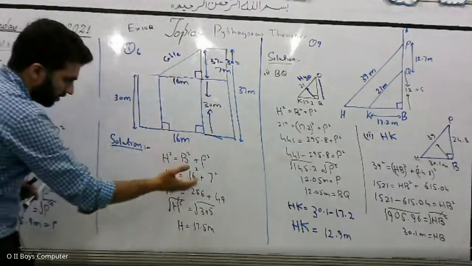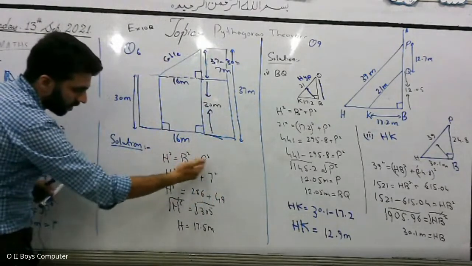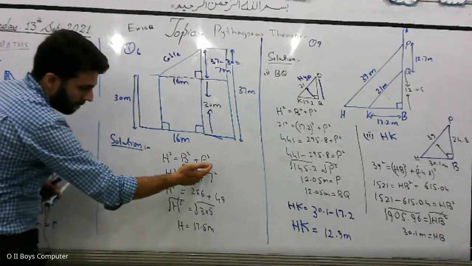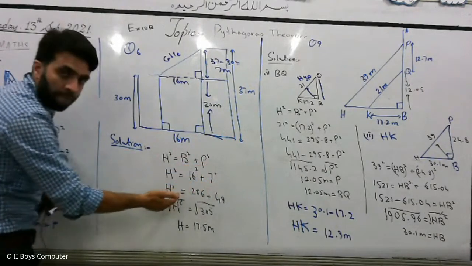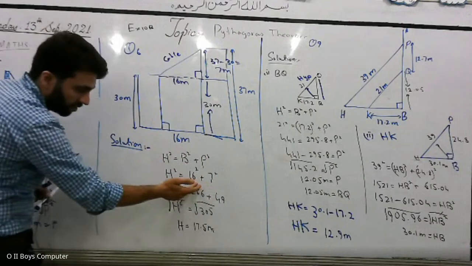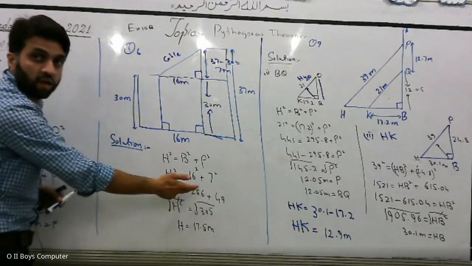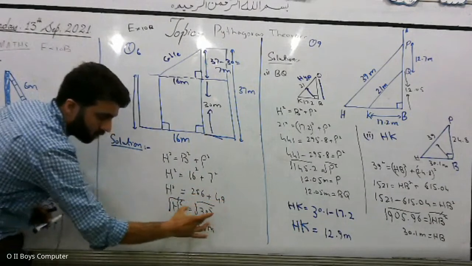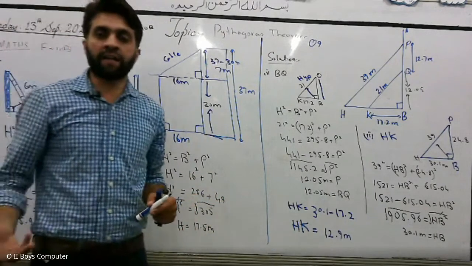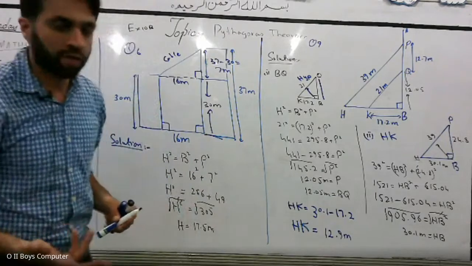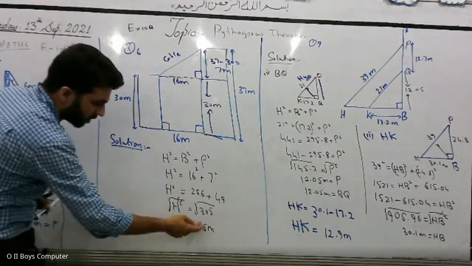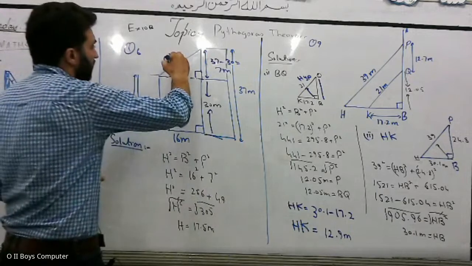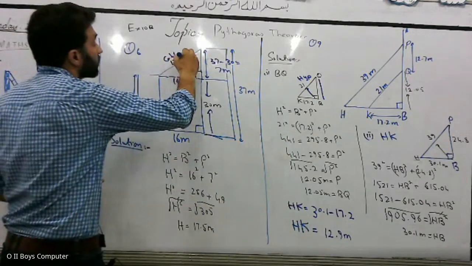So now you can see that this is the solution. I have written the theorem. Then base is 16, perpendicular is 7. I have opened the squares. The square of 16 is 256. The square of 7 is 49. When you add these two values, you will get 305. And in the end, you have to take square root. And when you take square root, the answer will be 17.5. So the length of the cable is 17.5 meters.